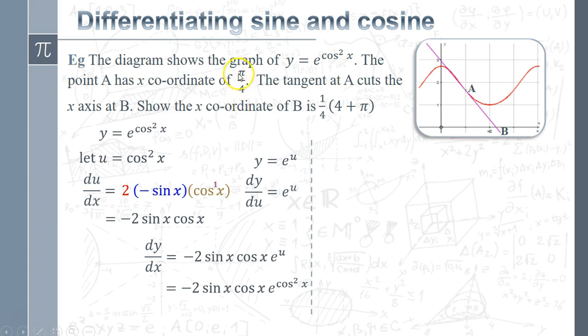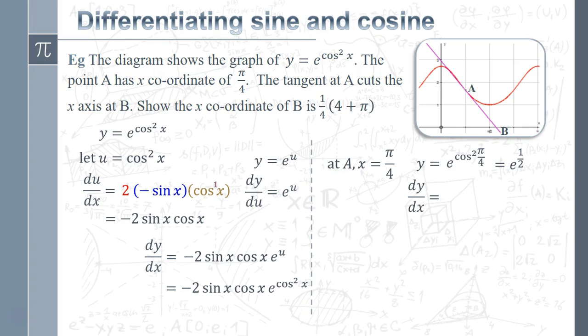We've got an x-coordinate of pi over 4. So we're going to need the gradient of the tangent, and also we're going to need the point on the line, so we need the coordinates of A. So at x equals pi over 4, coordinates of A, y equals e to the power cos squared pi over 4. Cos of pi over 4 is root 2 over 2. Square that, you get a half. So that bit's sorted.